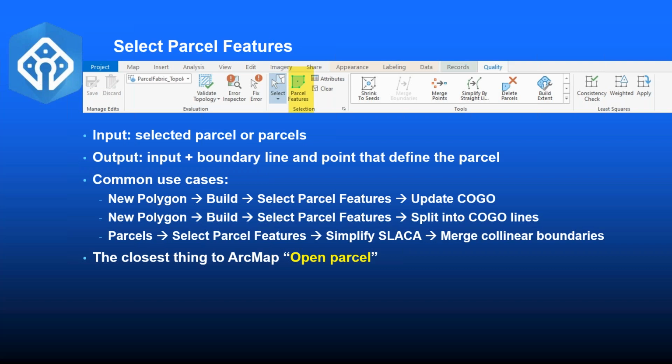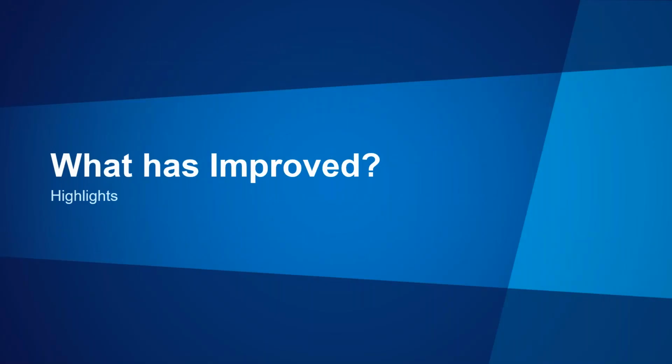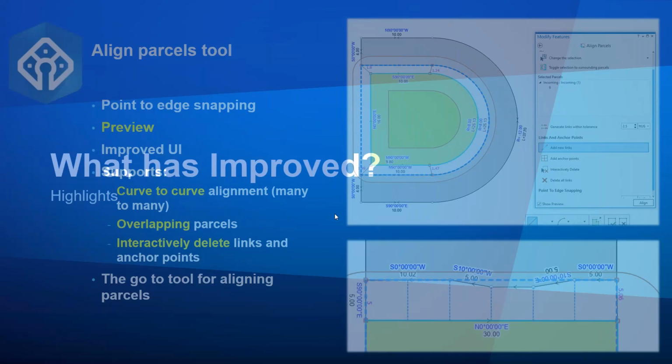But that's probably the closest thing to open parcels. If you want to know what defines a parcel, just select it with this tool, and you'll see in the attribute pane, for example, what defines that parcel. It could be, of course, lines from many other records. Some highlights of things we improved in this release.